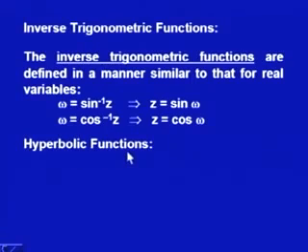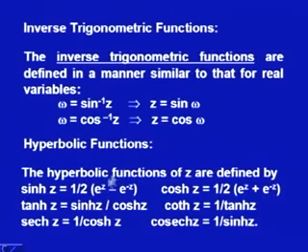We are now defining hyperbolic functions. They are defined as sin hyperbolic z is equal to half of e^z minus e raised to power minus z, and cos hyperbolic z is defined as half of e^z plus e^(-z). Once we have defined hyperbolic sine and cosine functions, we can define other functions also. Tangent hyperbolic z is sin hyperbolic z divided by cos hyperbolic z, cot hyperbolic z is 1 upon tangent hyperbolic z, sec hyperbolic z is 1 upon cos hyperbolic z, and cosec hyperbolic z is 1 upon sin hyperbolic z.